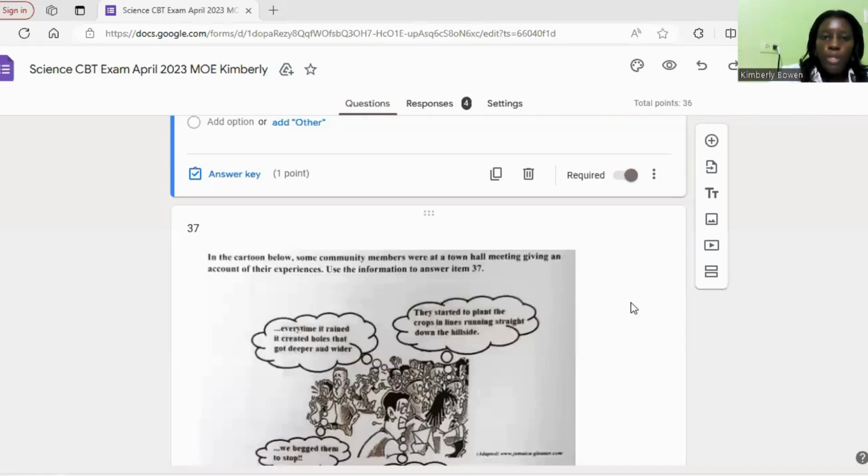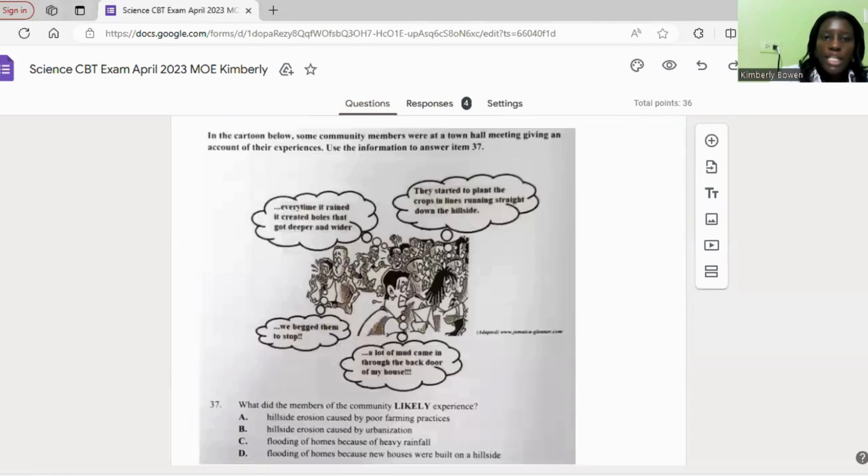Let's move on to number 37. In the cartoon below, some community members were at a town hall meeting giving an account of their experiences. Use the information to answer item 37. Let's read the cartoon.